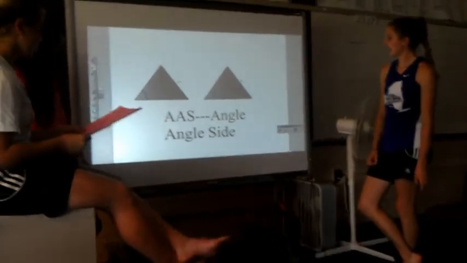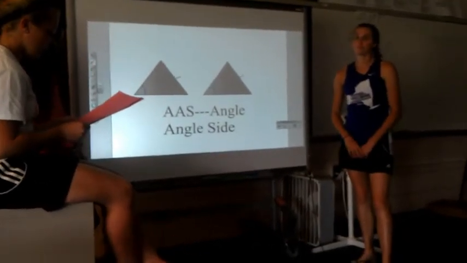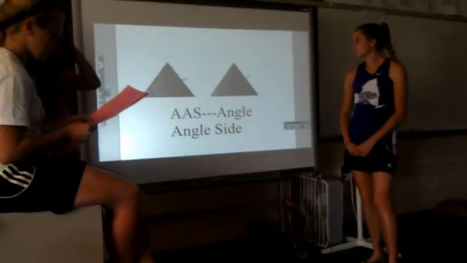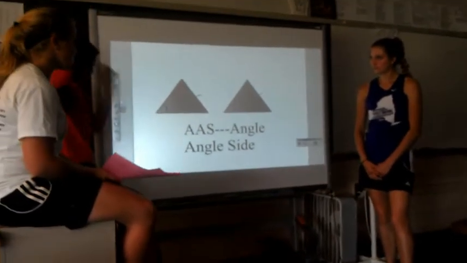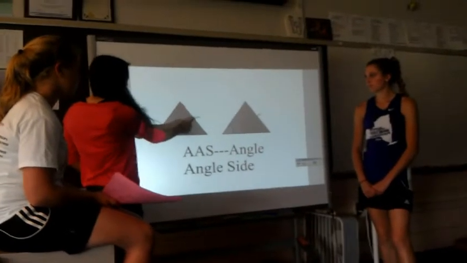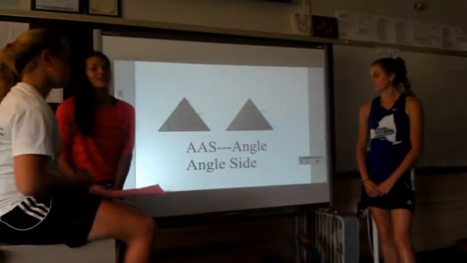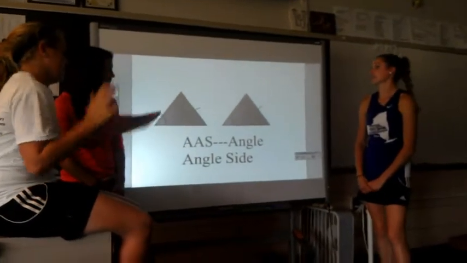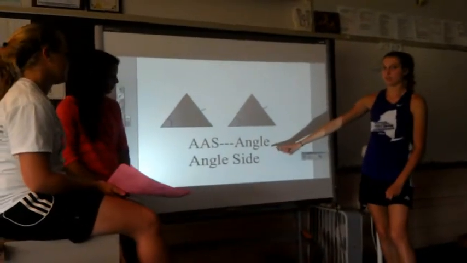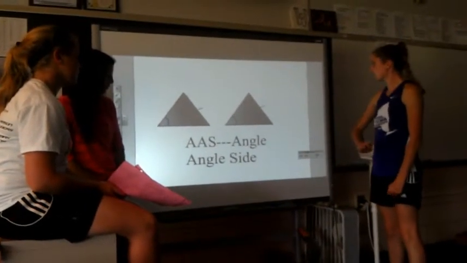Alright, and then angle, angle, side. If two angles and the non-included side of one triangle are congruent to the corresponding parts of another triangle, the triangles are congruent. So when you have these two angles, but it's not this side, it's this side instead, and you have the same thing over there, then those triangles are still congruent. And whenever you're writing a proof, you can always abbreviate the congruence theorem just with the letters it represents.